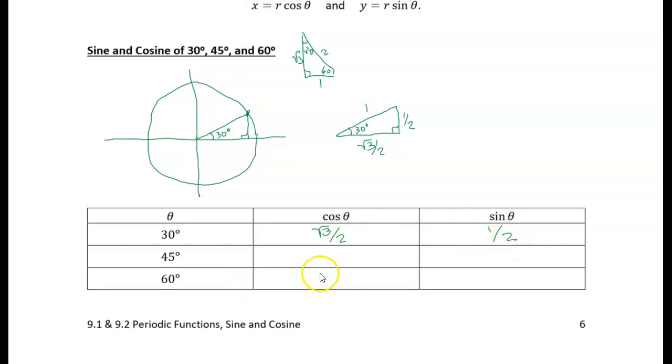Okay, these are important angles to know. So you want to keep these handy. You want to know these. All right, so the next angle that I'm going to look at is the 45-degree angle. So that's about right here.